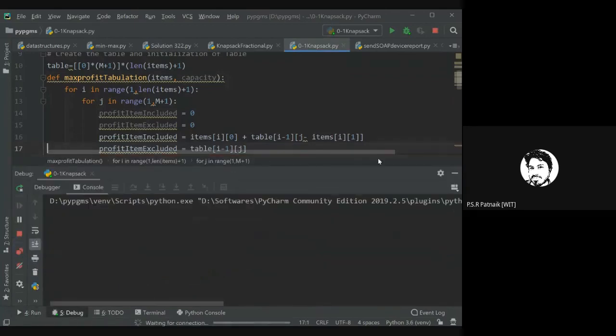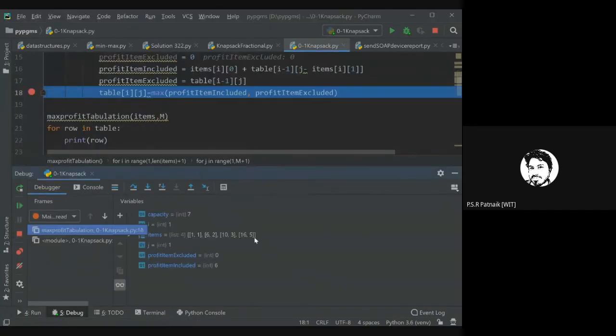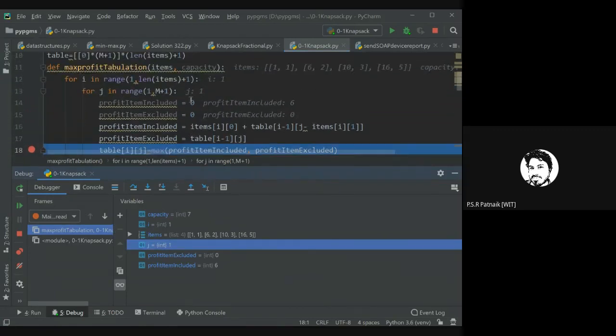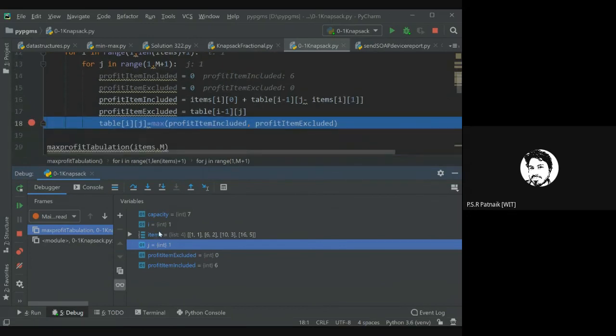Okay, so we are debugging this program. Initially I was stopped at that. What was the first value? You can see i is equal to 1, j is equal to 1. When you put a breakpoint, the execution stops at that point. From then on, you can debug line by line by pressing F7. These are the items. Profit included is 6, and profit excluded is 0. If I exclude the item, it is 0; if I include the first item, obviously the profit is 6.